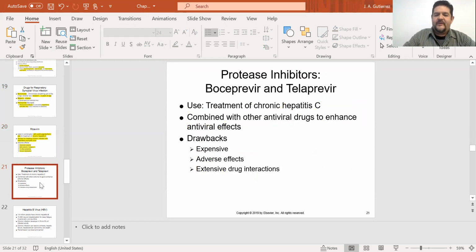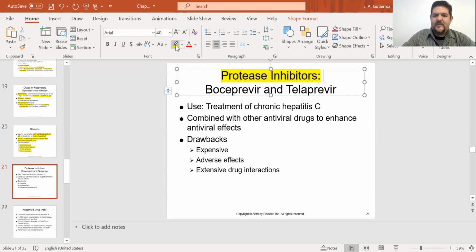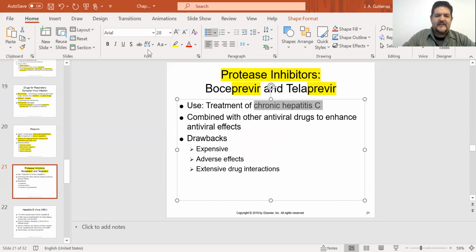Okay, let's jump to the next group of antivirals, and we have protease inhibitors. Same thing, remember, all antivirals are inhibiting the replication of the virus. So they are inhibiting the replication of viral DNA. So here we have boceprevir and tenofovir. We have the previr ending, also used for chronic hepatitis C. Because they're new, they're still very, very expensive.